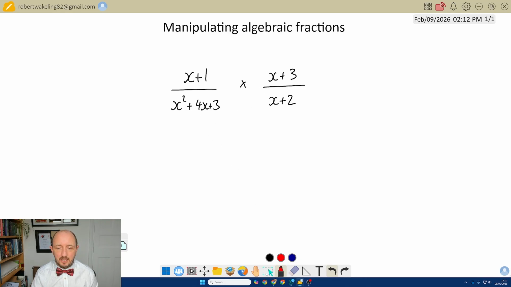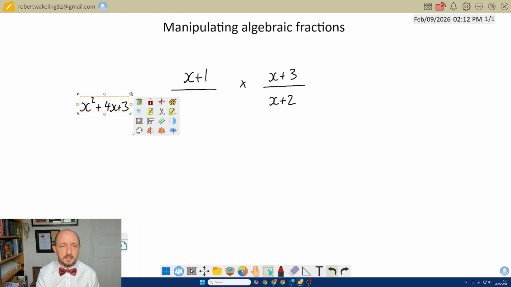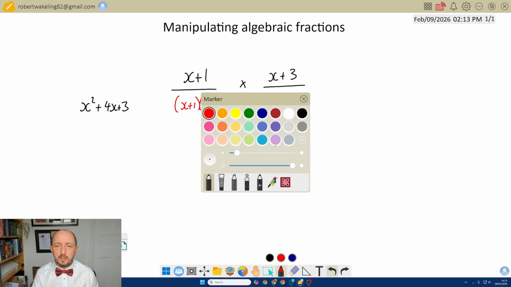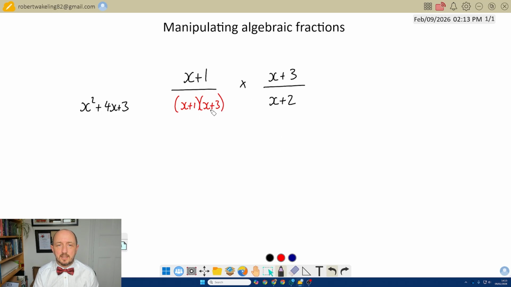So this quadratic here can be factorized to (x + 1)(x + 3), like that. So that would be the factorization of this bracket. And then now, when we look at the diagonals, we can see an (x + 3) and an (x + 3) here. So we can cancel these and they're times by 1. Then we can look top and bottom as well. We also have an (x + 1) here and here that we can simplify as well.